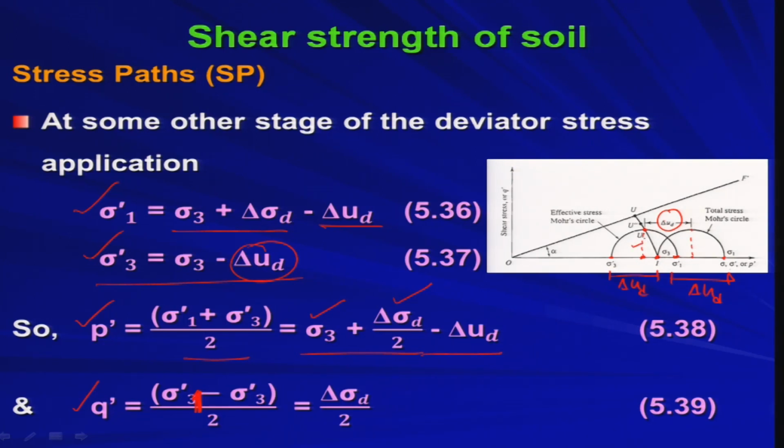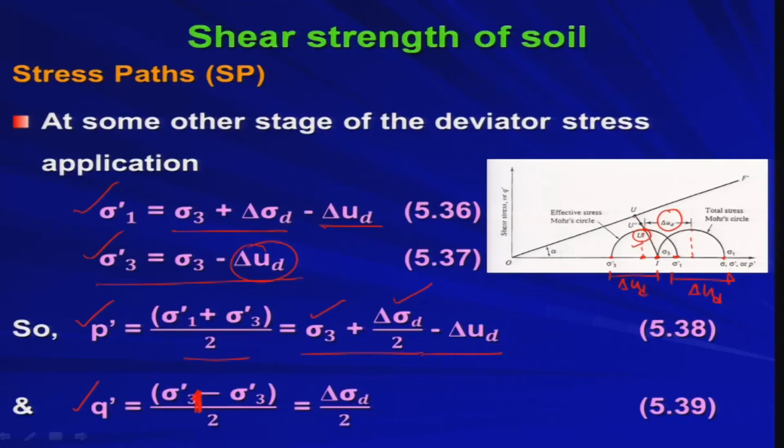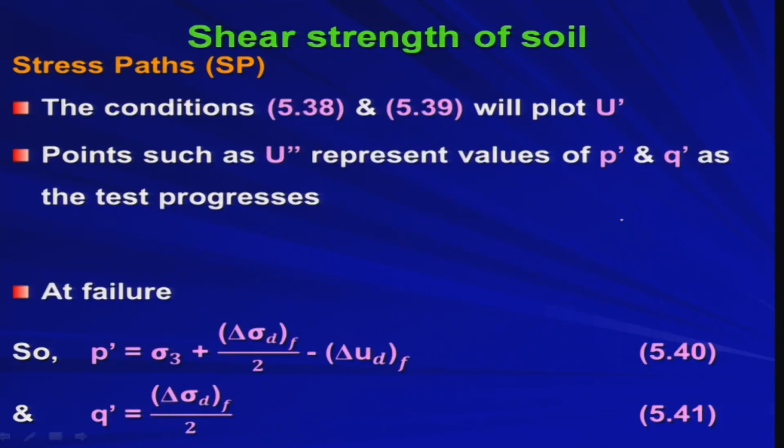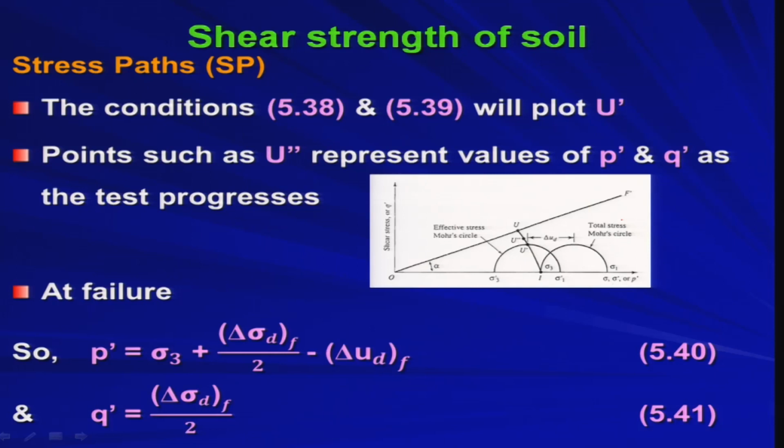Mohr circle. Now, here you can see that when we are talking about P prime and Q prime, that is associated with the effective stress Mohr circle. So, we have got a point U prime. So, this is the point which is nothing but U prime, right. Similarly, at any stage you draw the Mohr circle like this, and you try to establish the topmost point on the Mohr circle, you will be getting another point, say U prime, and so on, and ultimately the conditions 5.38 and 5.39 will plot U prime. So, points such as U double prime represent values of P prime, Q prime as the test progresses.